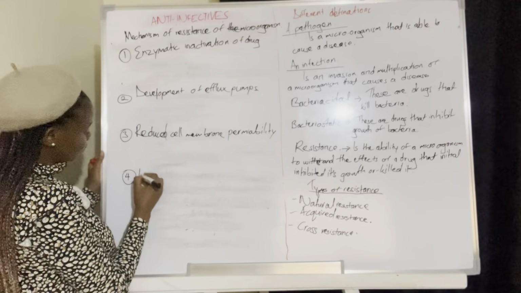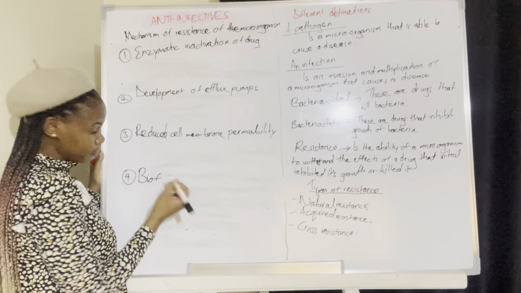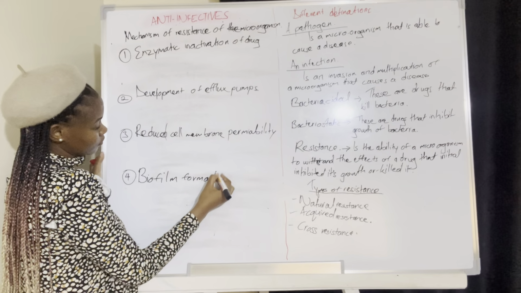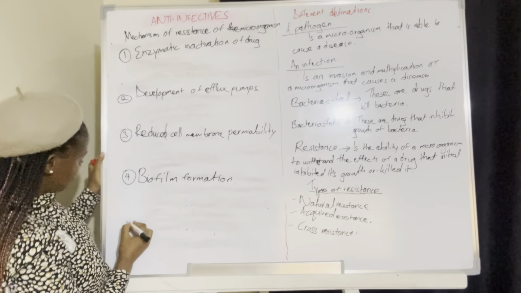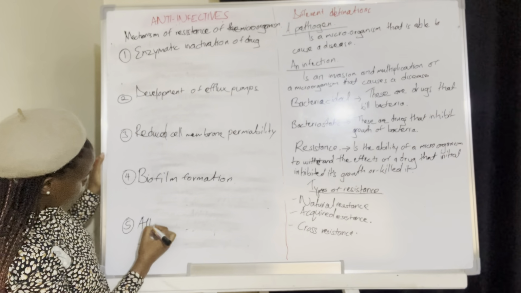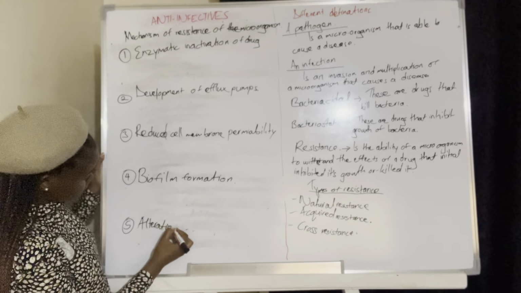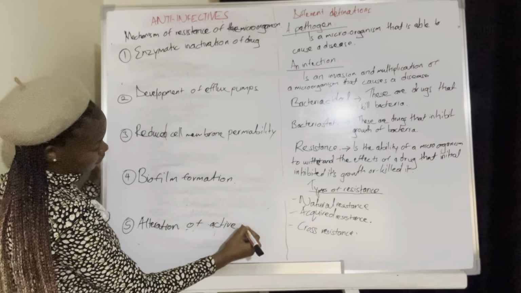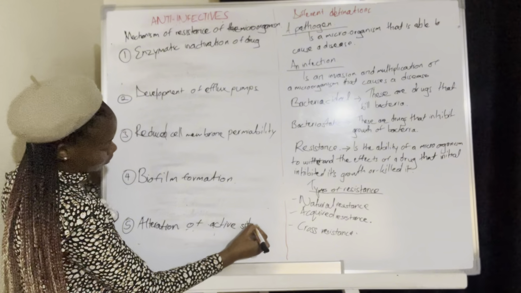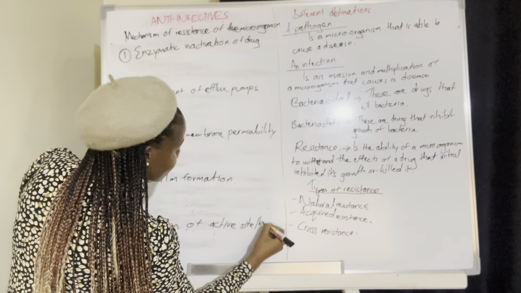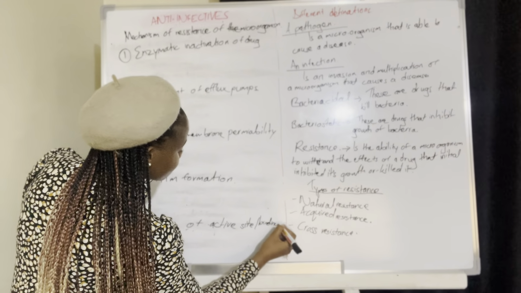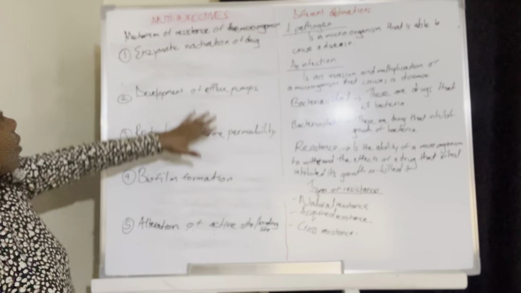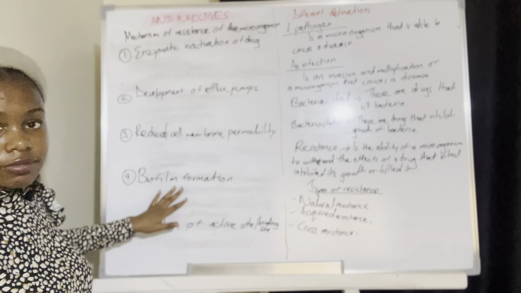Then the fourth one is going to be biofilm formation. We need to explain biofilm formation. And the last one is going to be alteration of the active site or binding site. So these are the mechanisms by which microorganisms are going to resist.